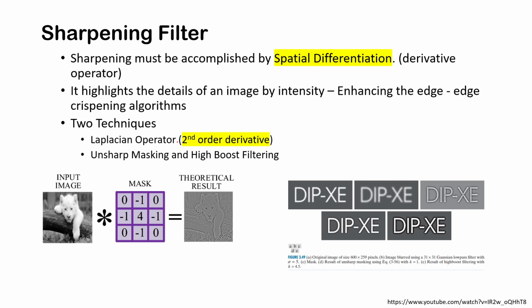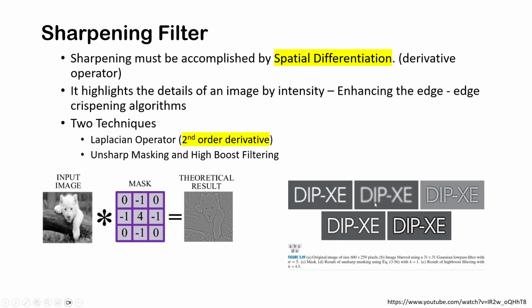The second one is unsharp masking, and later you will understand high-boost filtering, which is to boost up the unsharp masking. This is just the image here. We have the mask here, which is actually the Laplacian mask, and we will look at that later. And this is the result for the image when you do the filtering with the sharpening filter.